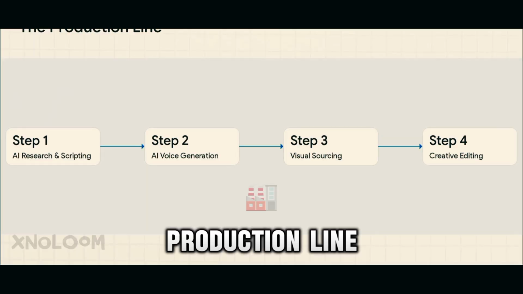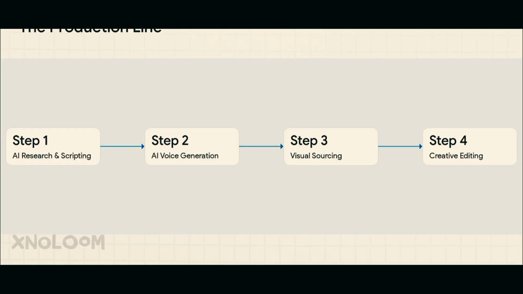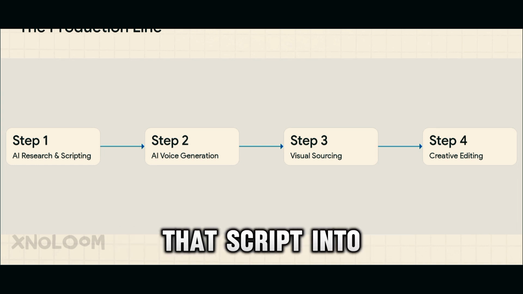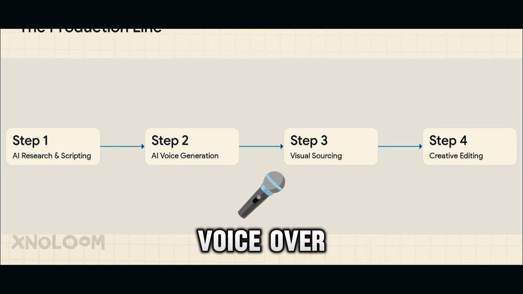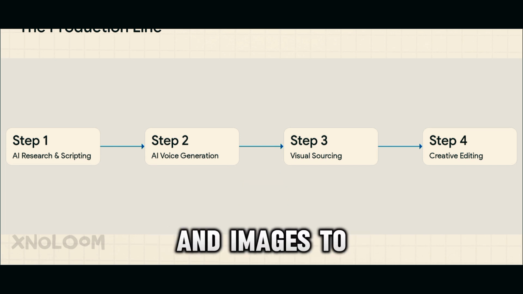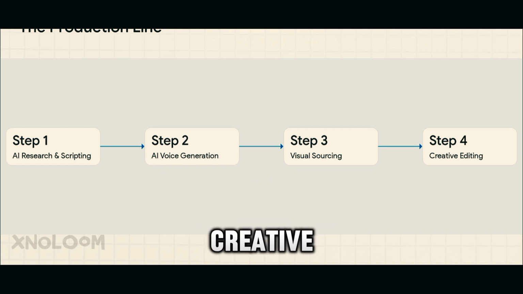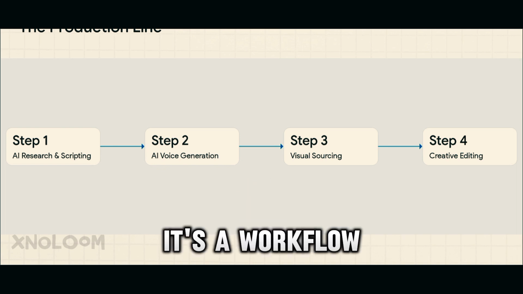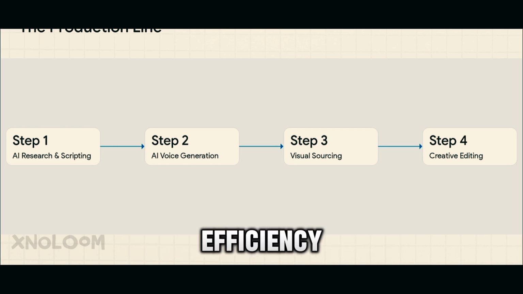Here it is, your production line. It all starts with AI research and scripting. That's where the idea and the words come from. Then step 2 is AI voice generation, which turns that script into a human-sounding voiceover. Step 3, visual sourcing, is all about finding the right clips and images to tell your story. And finally, creative editing is where you put it all together. It's a workflow designed for maximum efficiency.